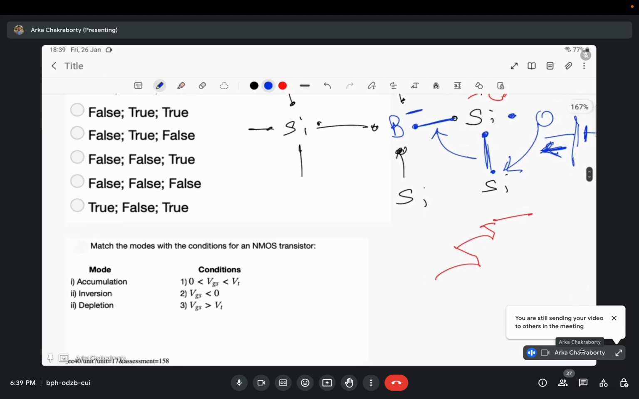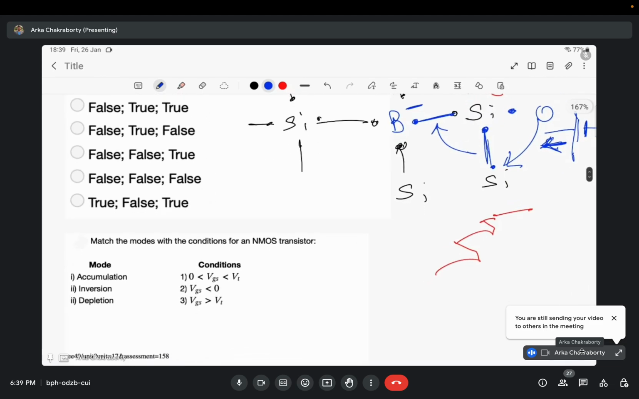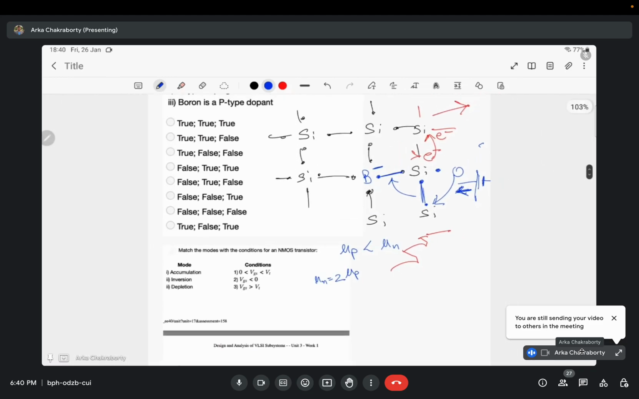If you have seen the lectures on the transistor, you would have noticed that mu p is generally less than mu n, and mu n is generally almost twice mu p. Why? Because electrons are relatively free, whereas holes require breaking of bonds. That extra breaking energy reduces the overall mobility. So remember this point, it will be used later on.